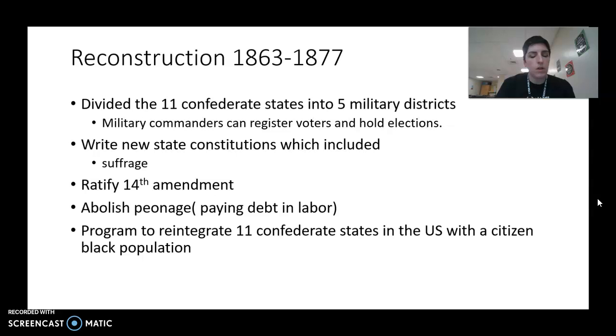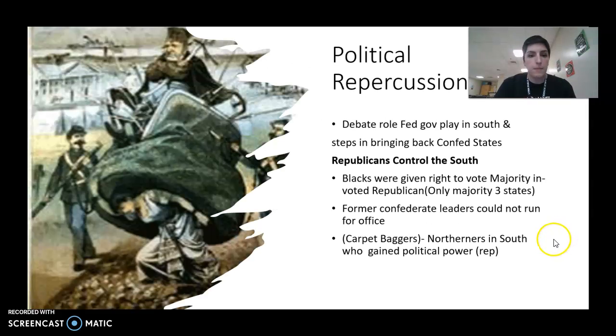It also abolished peonage, which is paying debt with labor. So this idea of maybe not having slaves, but using prisoners as free slave labor, they ended that as well. They also created a program to reintegrate 11 Confederate states in the U.S. with a citizen Black population. So the number of citizens in the United States ended up doubling because of the number of enslaved people, and they all were able to become citizens.